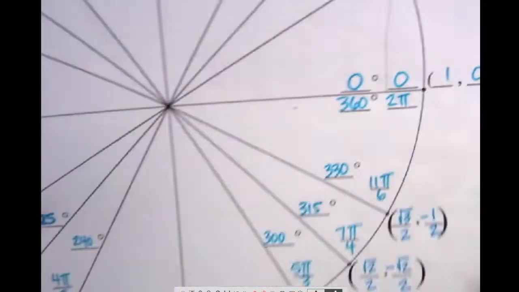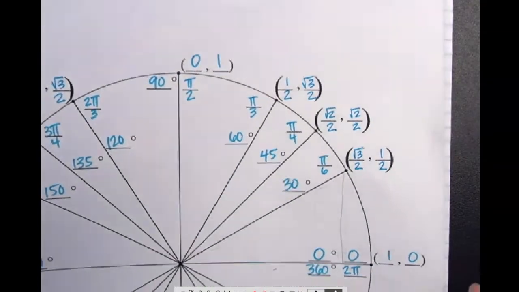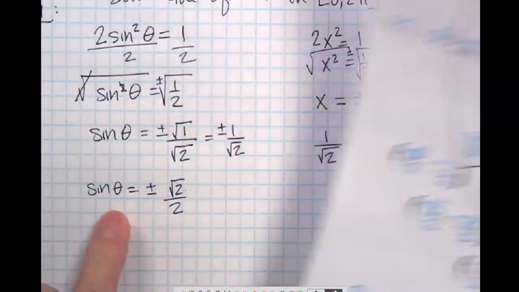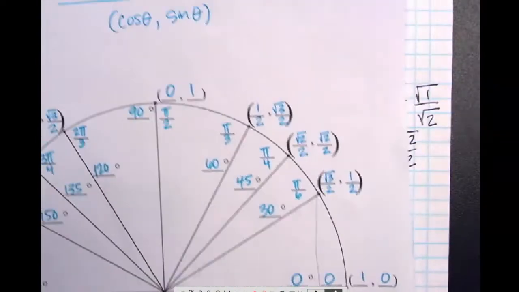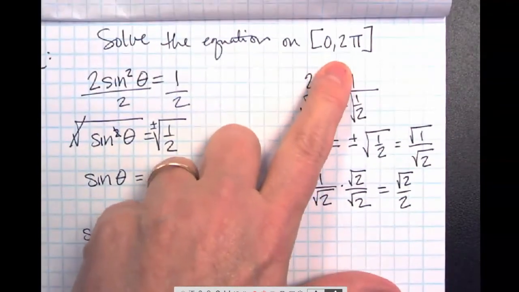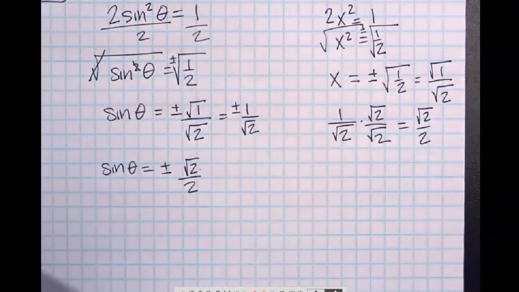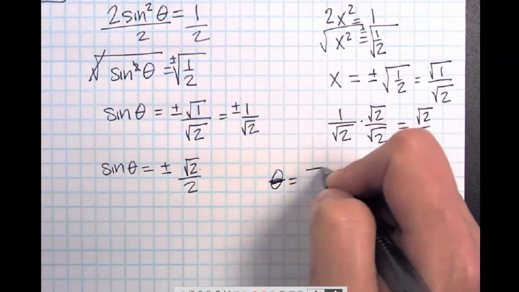Okay, on my unit circle, where do I find sine values? The y-coordinates. So I'm going to look from 0 to 2 pi anywhere that I see positive or negative square root of 2 over 2 for the y-coordinate. Okay, I'm traveling through the first quadrant. I see it at pi over 4. Now notice I gave you the domain in radians. That means I want my answer in radians. Okay, so theta will equal pi over 4.